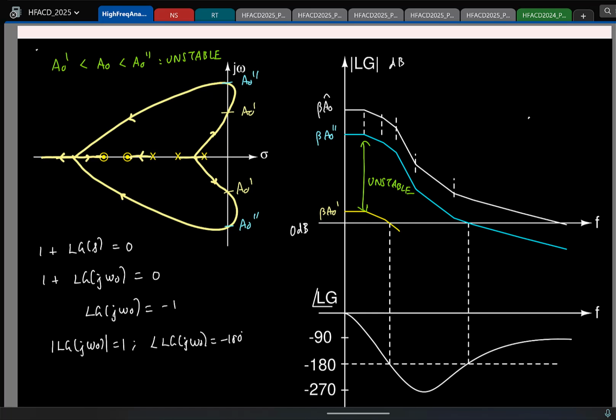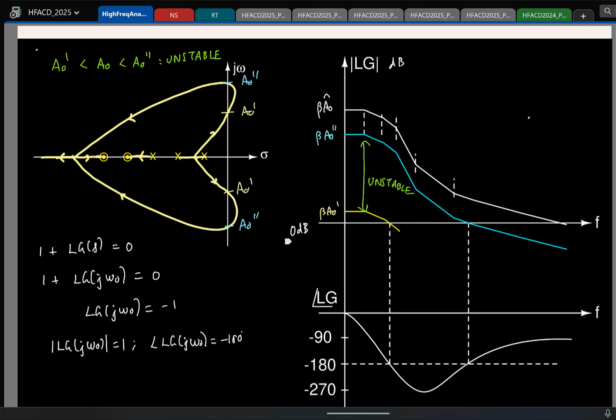So now let's try to get a better understanding. First of all, how did I conclude that this is the magnitude plot corresponding to a naught prime? How did I plot this Bode plot and say that this is the magnitude corresponding to a naught prime? For this value of DC gain a naught prime, when the phase is minus 180, the magnitude is 1, right? This is the point. Same for a naught double prime, right? So this is your boundary, and any magnitude plot here will correspond to an unstable closed loop system.